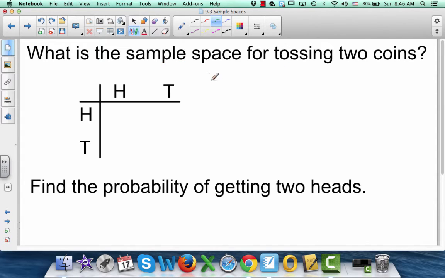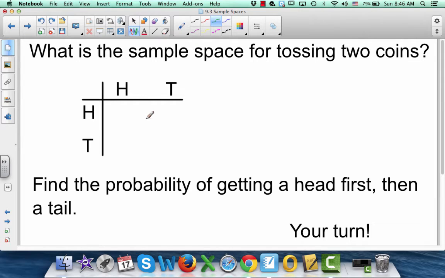What is the sample space for tossing 2 coins? This is another way to do it. You can write heads and tails on the top, heads and tails on the side, and then we can get heads, heads; tails, heads; we can get heads, tails; or we can get tails, tails. So find the probability of getting 2 heads. There are 1, 2, 3, 4 possibilities in our sample space. 2 heads, 1 place right here. So that gives us 1 out of 4 as our probability.